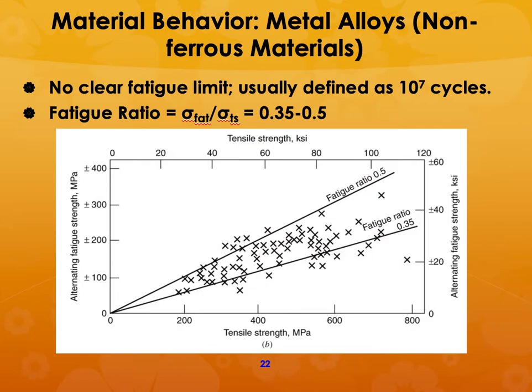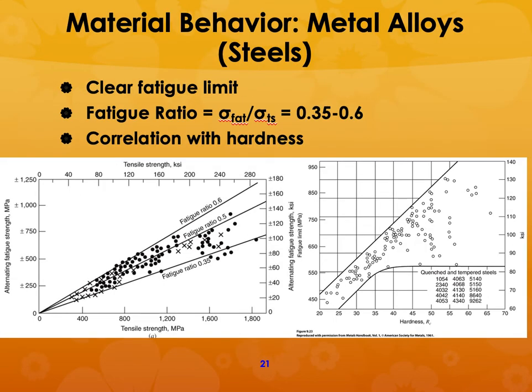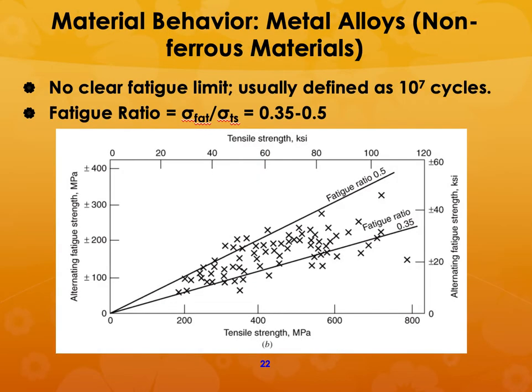So typically for steels, it can be between 0.35 to 0.6. For non-ferrous metals also, there is a fatigue ratio of fatigue stress to tensile strength of between 0.35 to 0.5. So if you plot it between that, you are in a safe zone.